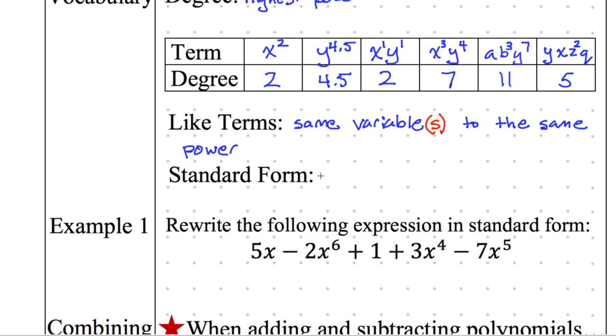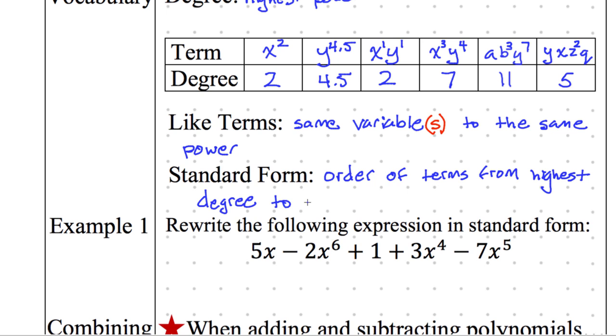It's just the order in which you put terms, the order of terms from highest degree to lowest degree. So you put the biggest degree first. And if you have 2 that match, for example, if I have an x squared and an xy, both of those are degree 2. It doesn't matter which one you do first or which one you do second, as long as they're both next to one another. So if you have the same degree, just sandwich them together, you're fine.